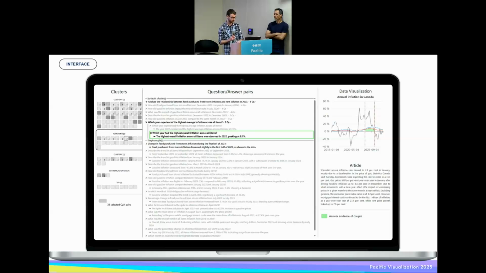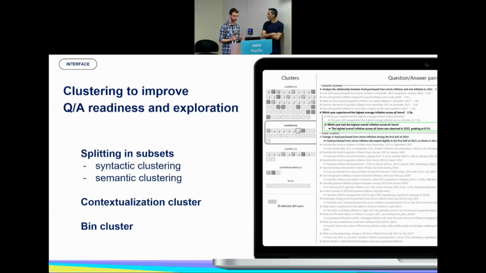More precisely, in this column, we can see another type of cluster, a syntactic cluster, that gathers all pairs where the question is really similar. Often only one or two words are different, like the date, the year, or the month.